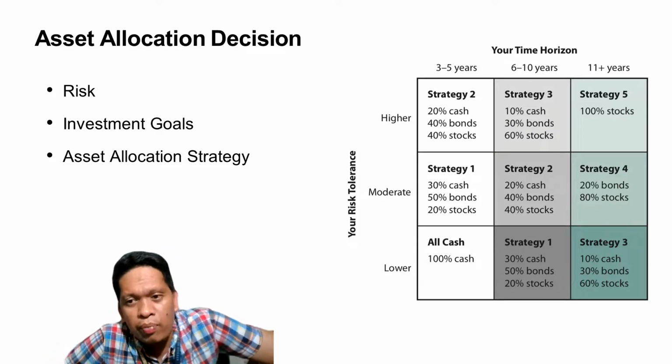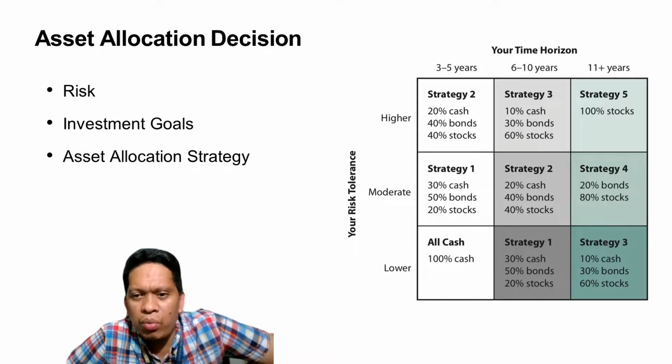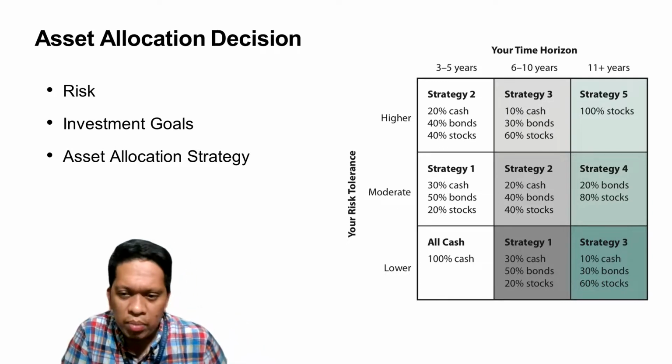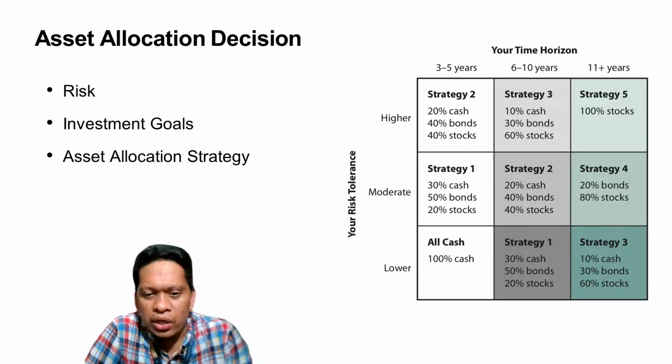That's strategy one. But if you really love risk and you have much time for the future, you are young, then you'll go for strategy five. Those people that are older will prefer portfolios with much of a mixture of cash and bonds. But those people that go for the long term, the young people, really love more stocks and at least some bonds and cash.